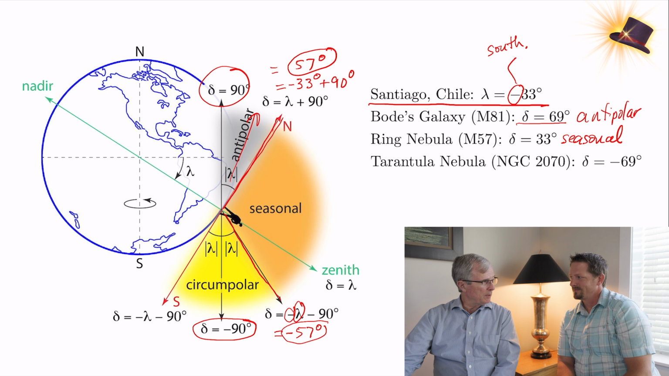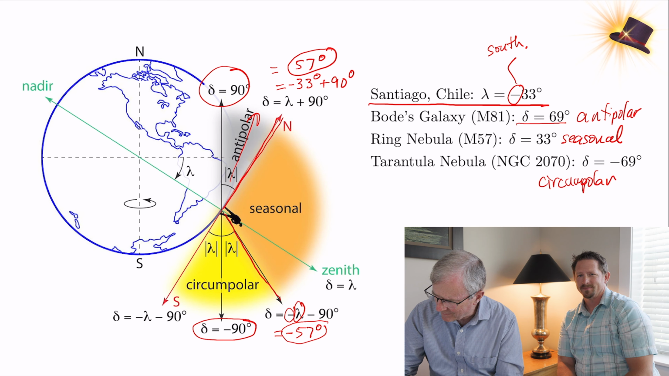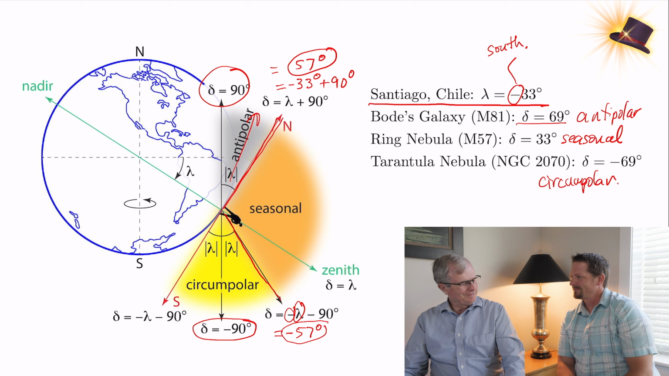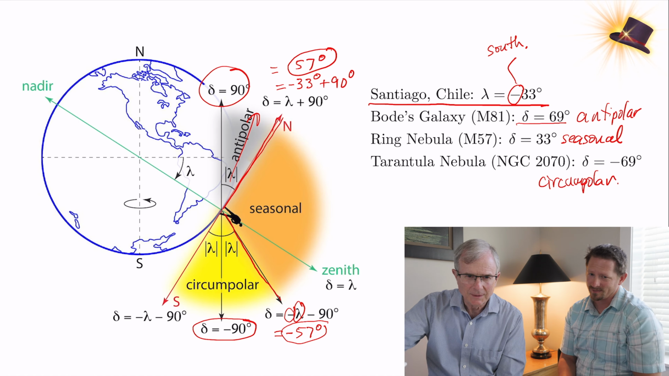And then the Tarantula Nebula, which was antipolar before, is circumpolar here. So for Caroline down in Australia, the Tarantula Nebula is circumpolar. It's easy pickings year round.